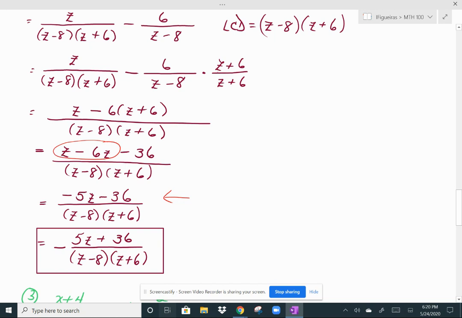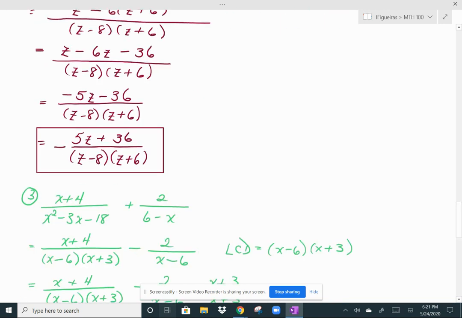And you can leave it like this, but it probably looks better if you factor out a negative from the numerator and put it in front, like I did right here. And that means that this term here changes to positive. So these two are equivalent. They mean the same thing. So either format is fine in terms of how you leave it. I just prefer the one in the box. I think it looks better.